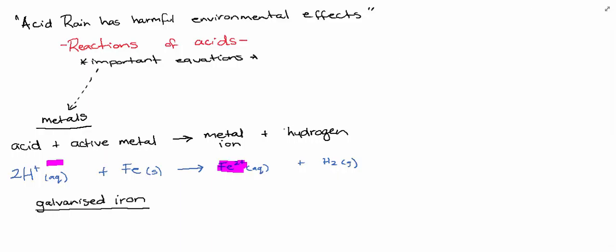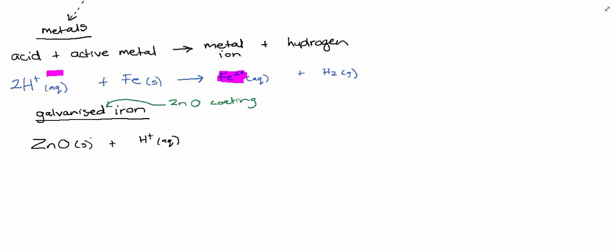Another example you should be familiar with is how acids can react with galvanized iron. So galvanized iron is iron which has a coating of zinc oxide. So the acid would be reacting with the zinc oxide coat. So what you can see here, we've got the zinc oxide reacting with the hydrogen ions, and hopefully you recall from our earlier discussion about acidic and basic oxides that this is going to be an example of zinc oxide behaving as a basic oxide because it's reacting with an acid.